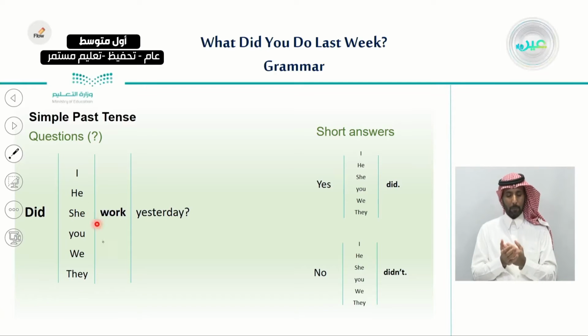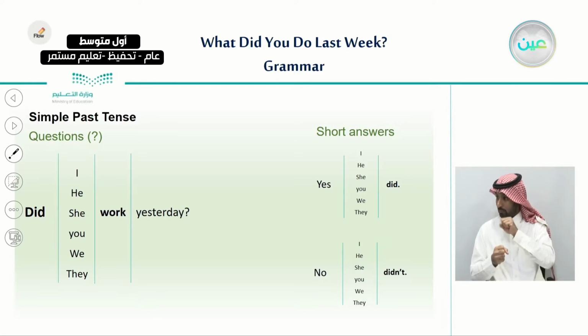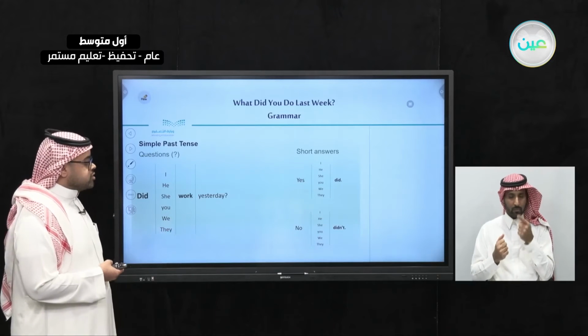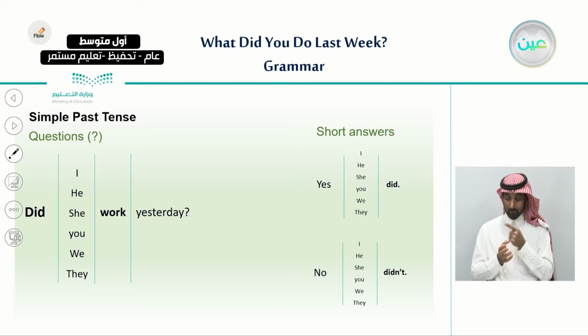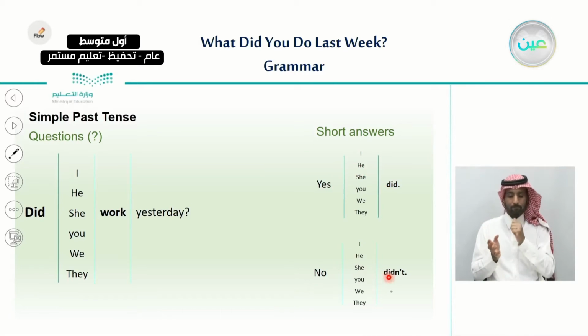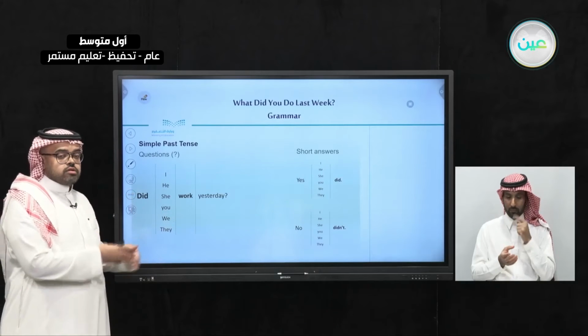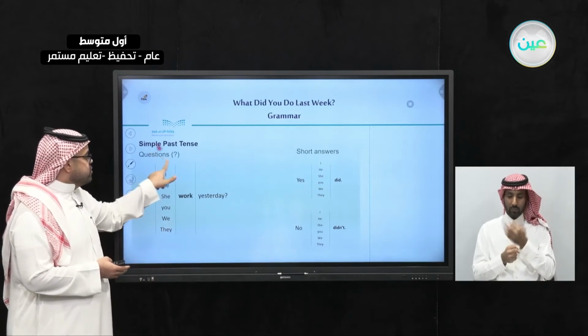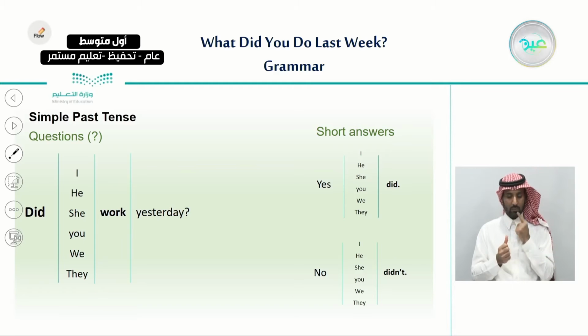So, did he work yesterday? Did he work yesterday? And let's see how we can answer such a question. If the answer starts with yes, we would say yes, he did. Or if the answer is with no, we would say no, he didn't. No, he didn't, or no, he did not. So, this is how we can make sentences in the simple past tense, and also how we can make questions in the simple past tense.